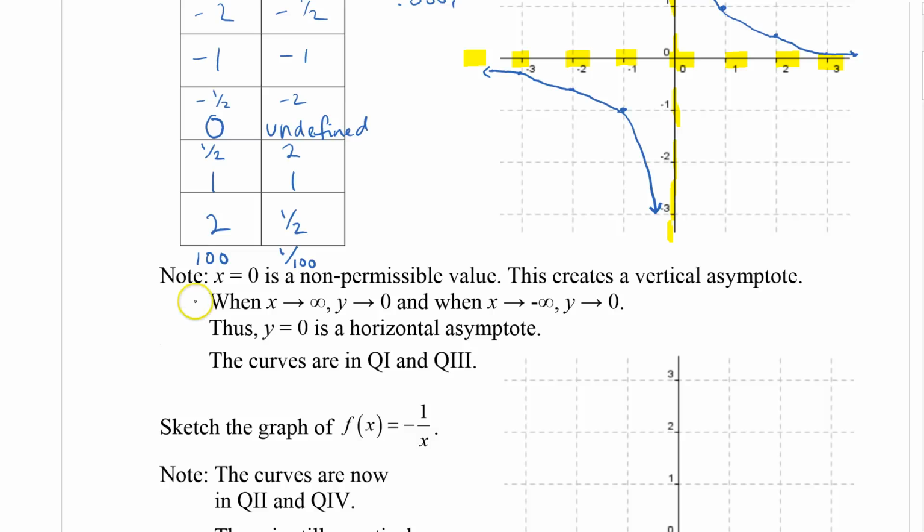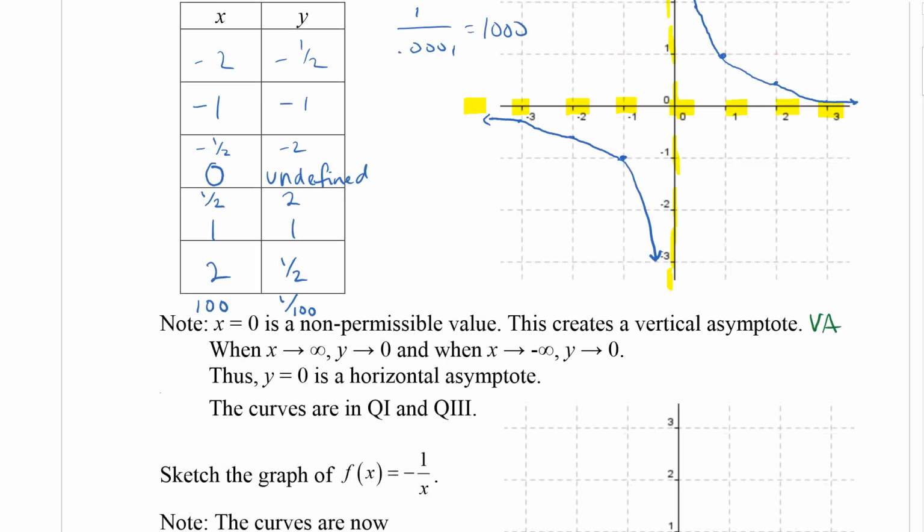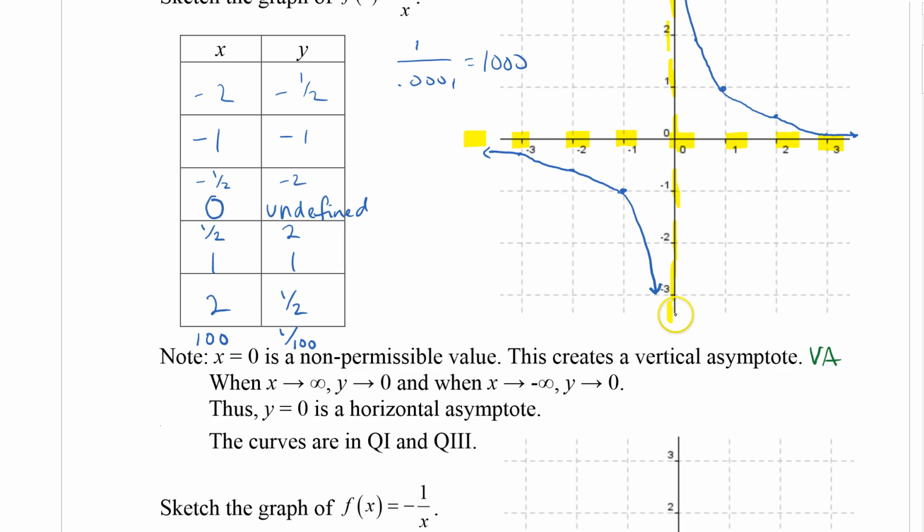It says, note x equals 0 is a non-permissible value. This creates a vertical asymptote. So I'm going to write VA for the vertical asymptote. So this piece right here, there is my vertical asymptote. And that vertical asymptote, you can define that line would be at x equals 0.